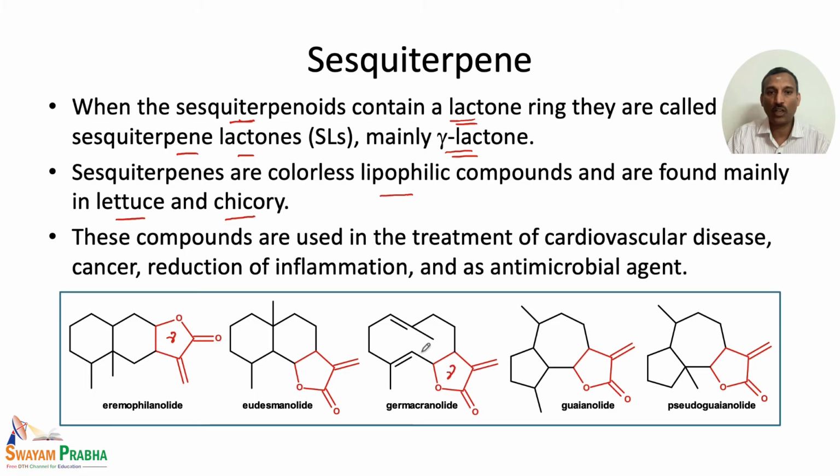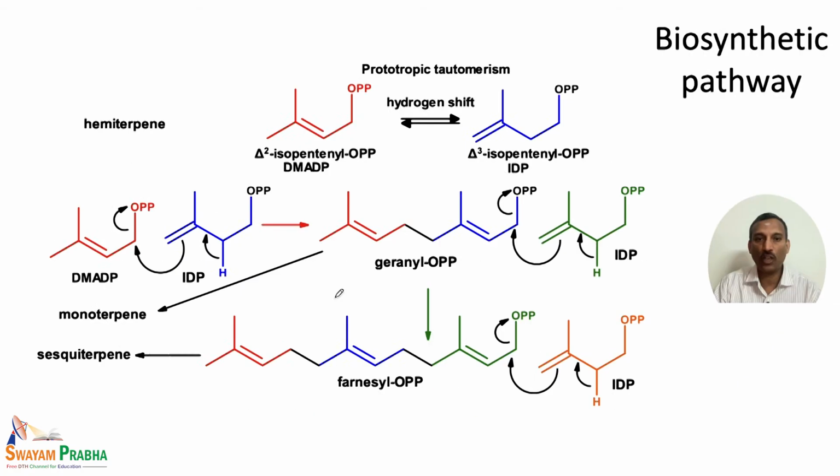So these are very important types of compounds, and many of them are used for cardiovascular diseases, cancer, and reduction of inflammation, and some of the compounds are also used as antimicrobial agents. So these sesquiterpenes are highly useful for the treatment of various diseases.